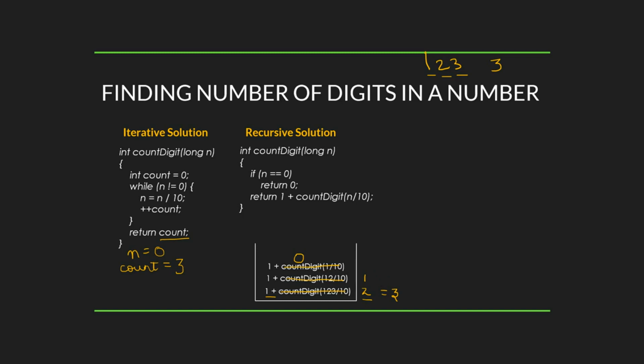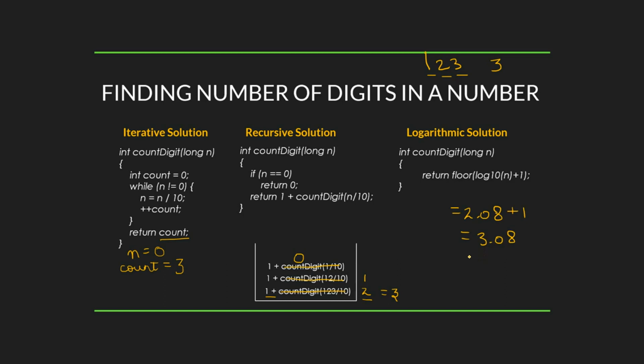Now, most of you might already be familiar with the iterative and recursive solutions. However, there is another one-liner solution, which is the logarithmic solution. We can use log base 10 to count the number of digits of positive numbers. The digit count of n will be equal to the floor of log n base 10, plus 1. So log of 123 is around 2.08 and adding 1 to it, it will become 3.08. Finally, we take the floor of 3.08 and get 3 as our answer.